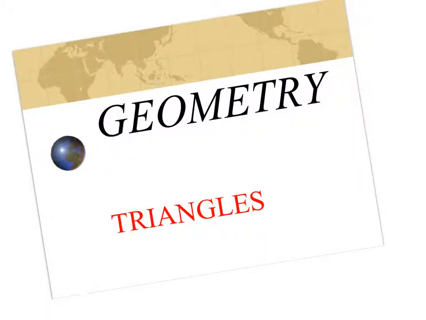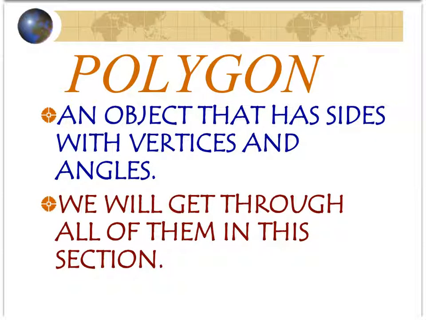Our video today is going to be on triangles and identifying different types of them as you move through the geometry section. So let's refresh a little bit. A polygon is an object that has sides with vertices and angles. And we'll get through all of them as you go through the geometry section.